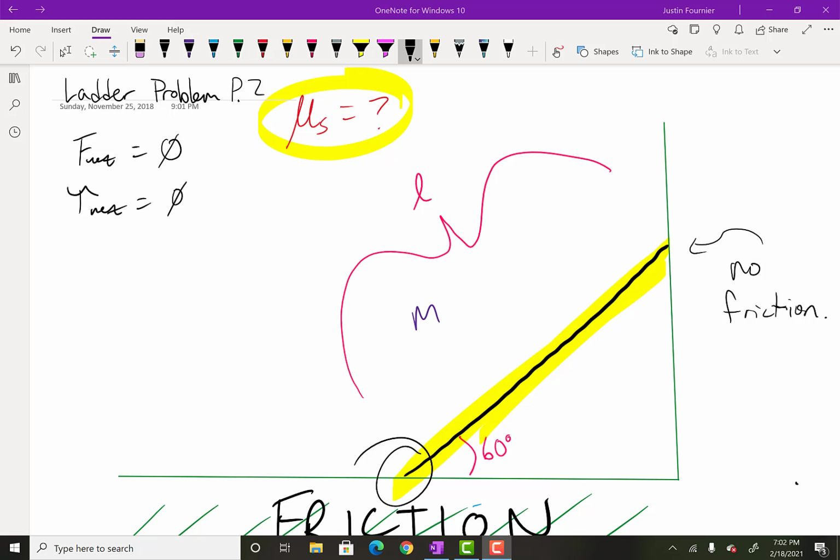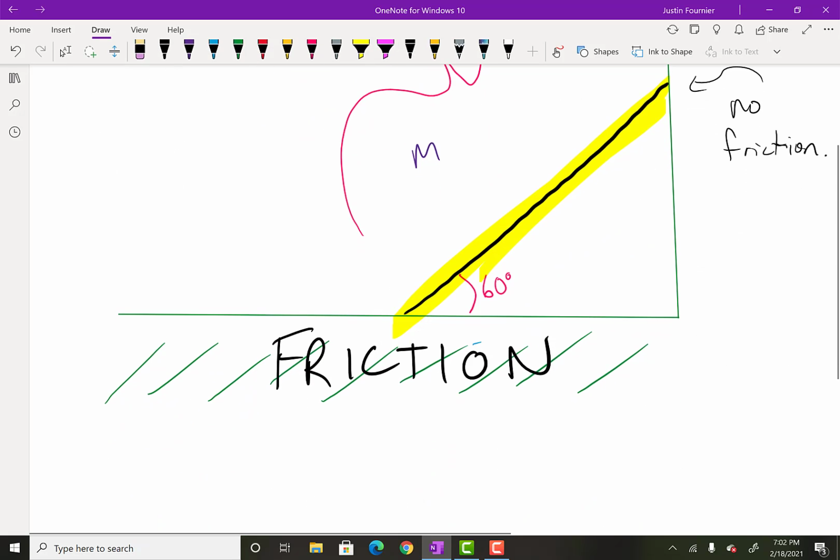Hi everybody, this is my solution to the ladder problem that I assigned to you guys earlier today. Again, the goal is to find the coefficient of friction between the ladder and the ground. This highlighted is the ladder, which is your object. It's got a length L and a mass M. And there is no friction on that wall there, but there is friction on the bottom.